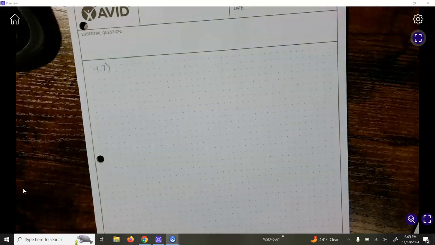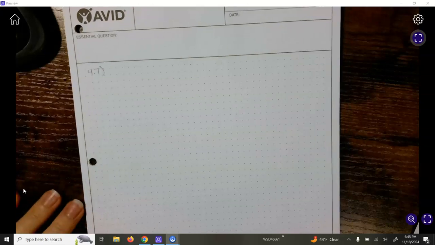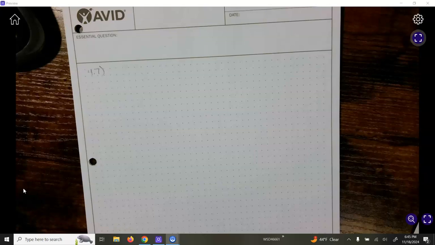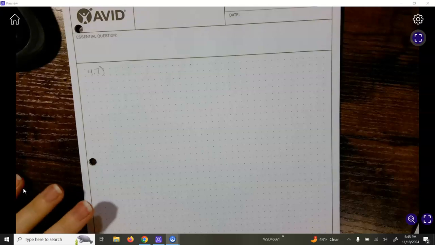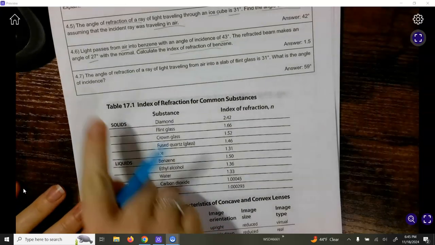Okay. Miss Davis asked for 4.7 as well. Now we've already done 4.5 from the packet, which is the exact same problem as 4.7. It just gives you a couple different numbers, okay? So here we go. We're taking a look at 4.7.